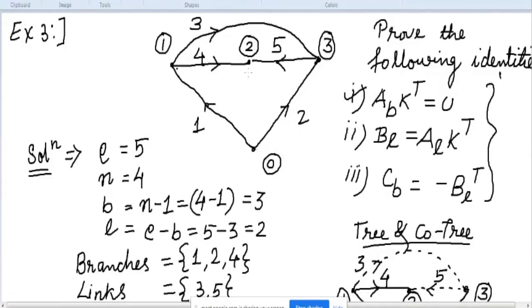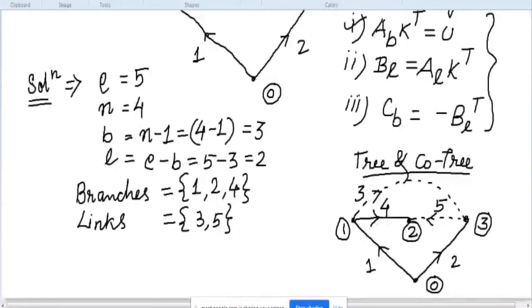Then the next step that we did was first to draw the tree and co-tree. So you can see here we have drawn the tree and co-tree. For tree and co-tree, what do we require? We require branches and links. So for branches and links, we wrote the complete set of formulas: total number of elements is 5, total number of nodes is 4, the branch formula is n minus 1, that is 4 minus 1, which is equal to 3, and similarly the formula for L, the links, is E minus B, which is 5 minus 3, that is equal to 2.